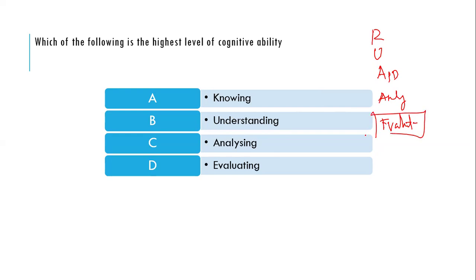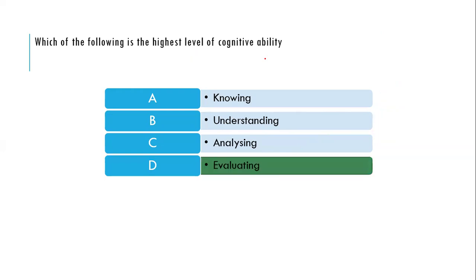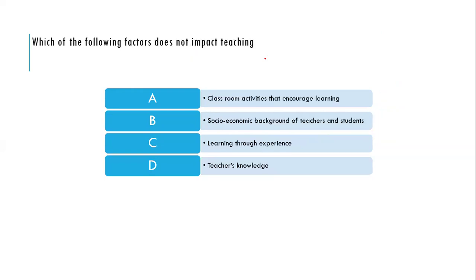So evaluate is the highest level of cognitive ability, the final level in Bloom's taxonomy. Remember, understand, apply, analyze, and then evaluate. So evaluating is the highest level of cognitive ability in Bloom's taxonomy. So we need to understand Bloom's taxonomy also. Yes.